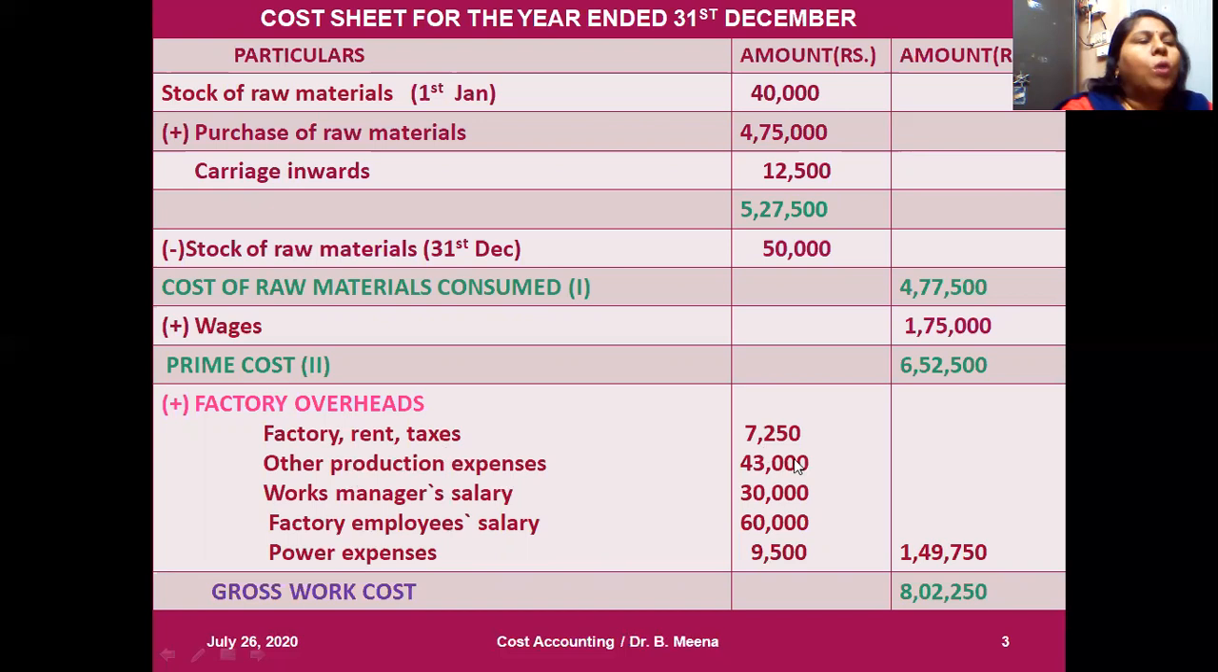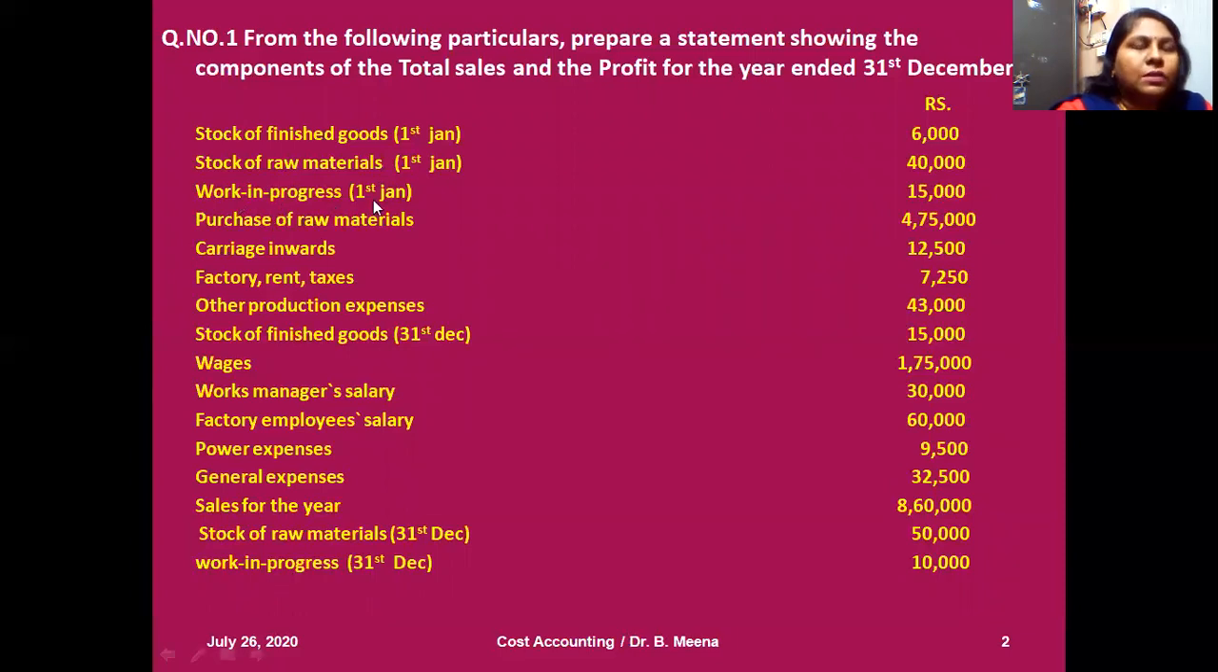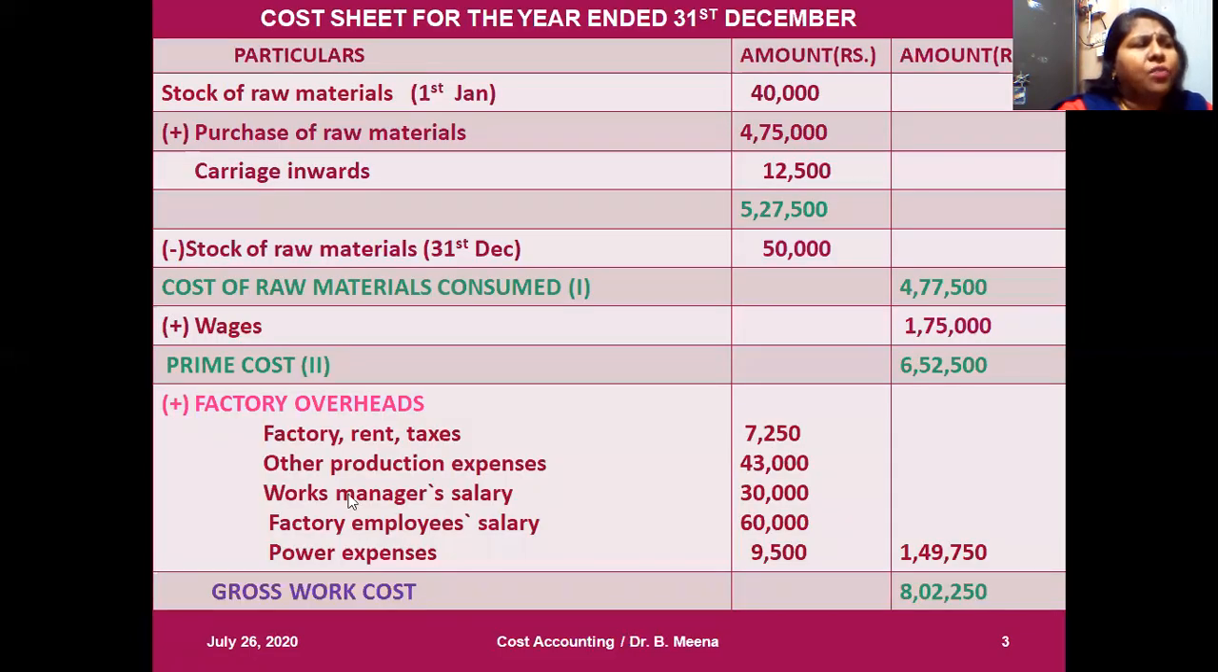Once I get the summation of all these overheads which come in the factory, I will put it in the outer column to get the gross work cost. Why is this work cost termed gross work cost? As per this problem, we have the work in progress. I said in the previous video, whenever you have information about the work in progress, your work cost must be split into two answers. One is gross work cost, the other one is net work cost. So after adding the factory overheads, the answer for this problem is termed gross work cost because we have the information about the work in progress.